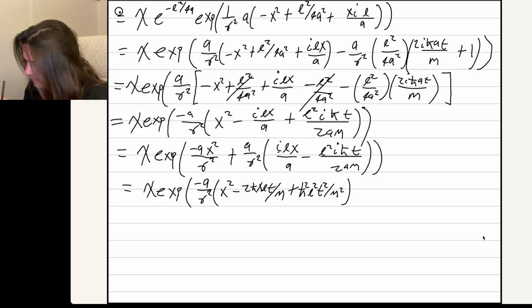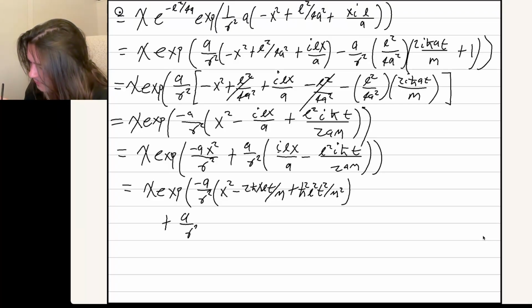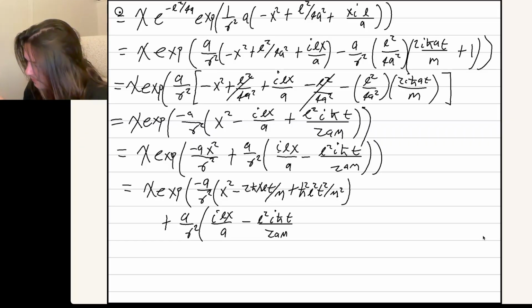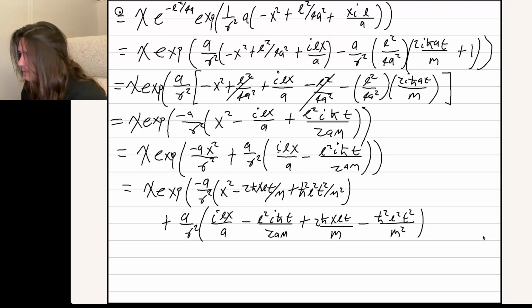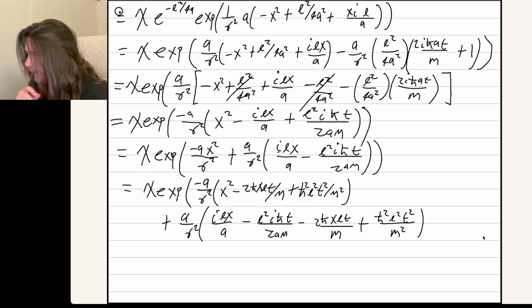And then we're going to have to add those back in down here. So we're going to have ilx over a minus l squared ih bar t over 2am plus 2h bar xlt over m minus h bar squared l squared t squared over m squared. And now I'm thinking that I actually got those signs wrong. Yeah, this should be plus and this should be minus, but they should be fine now. Okay.